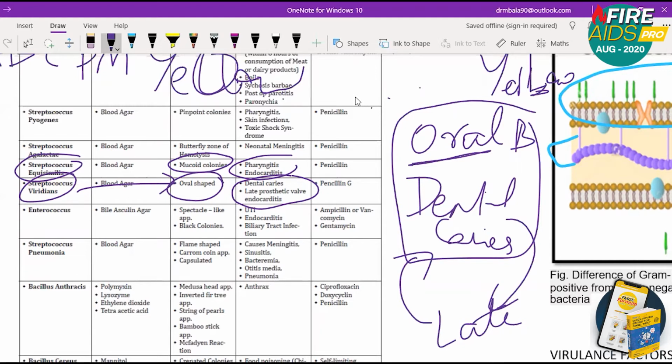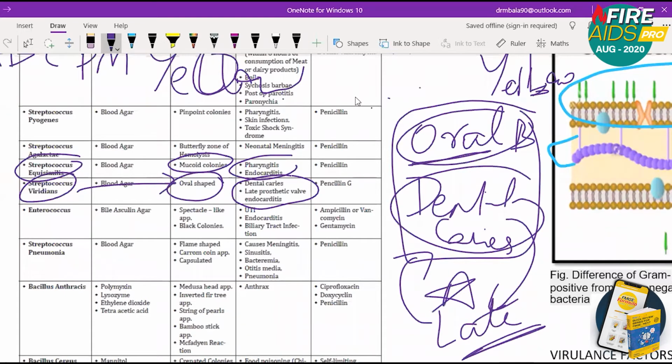I want you to remember, it might look silly, but this will definitely help in your examination. So you need to remember that Oral B, that is a toothbrush, which means dental caries. So dental caries, oval shaped, late. So late is for prosthetic valve endocarditis. Late prosthetic valve endocarditis. This is very important.